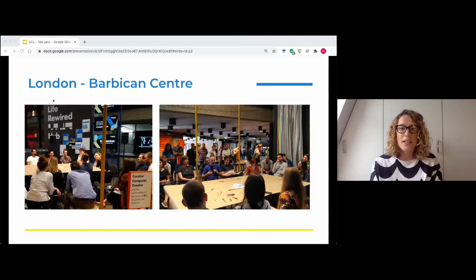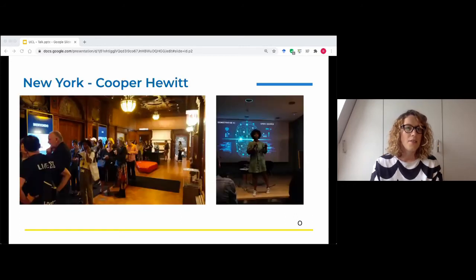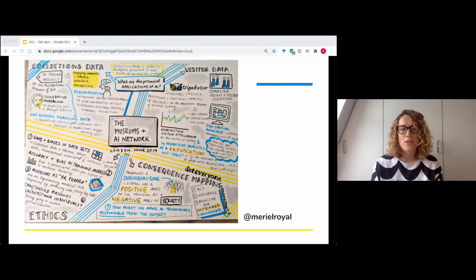We also had public events, and this is a format called the Long Table that invites anyone to join the table and become an expert. These public conversations, this is another example of one that we held in New York at the Cooper Hewitt, were really important in ensuring that we could develop a robust conversation that engaged with those that we sought to develop relationships with, that being our visitors. That two-way negotiation is documented quite nicely here by Muriel Royal in a sketch note.